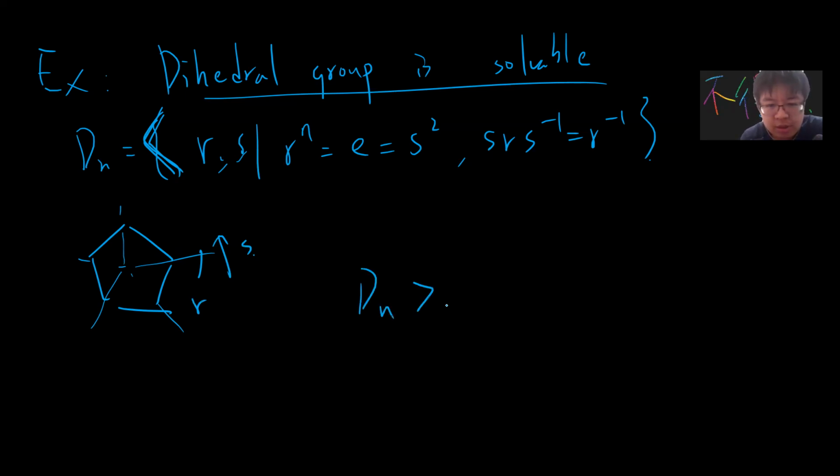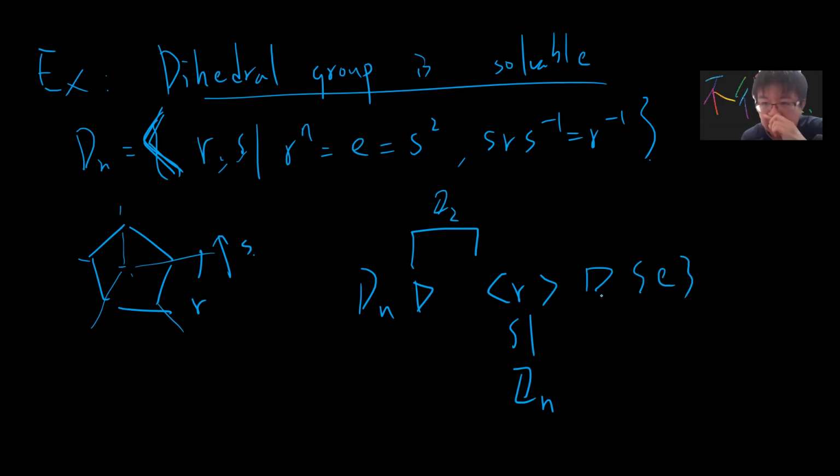Obviously D_n contains the normal subgroup generated by R. This is isomorphic to Z_n, and the quotient has order 2, so this is Z2. So this subgroup is normal, and both are abelian, so you can directly go down to the identity. This proves that the dihedral group is solvable.